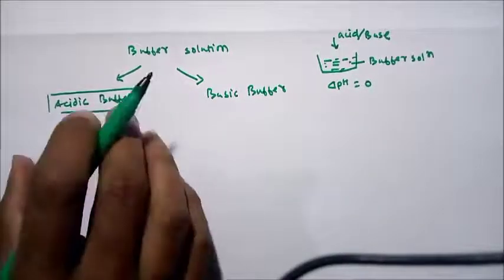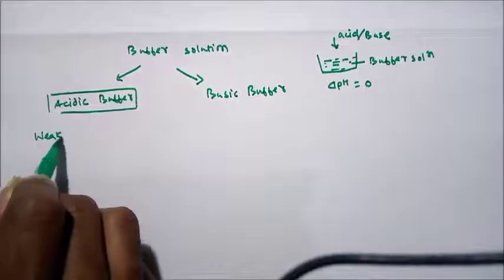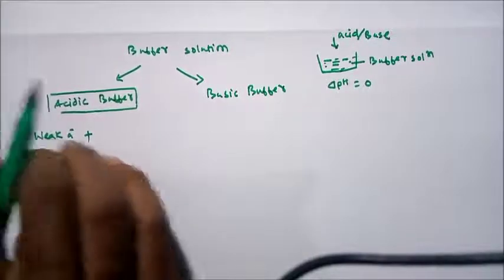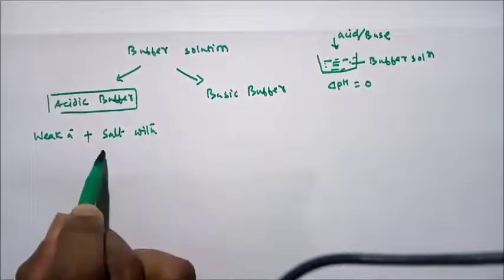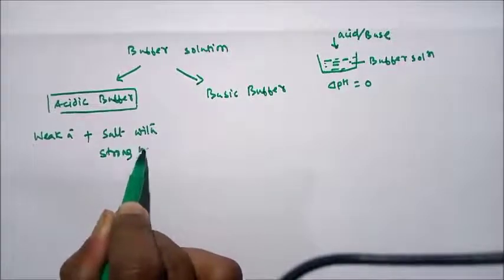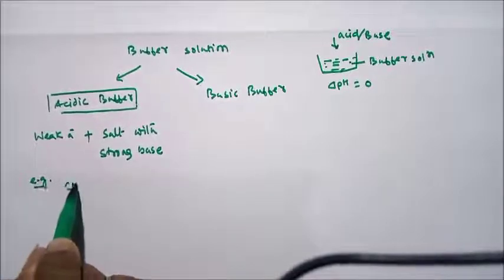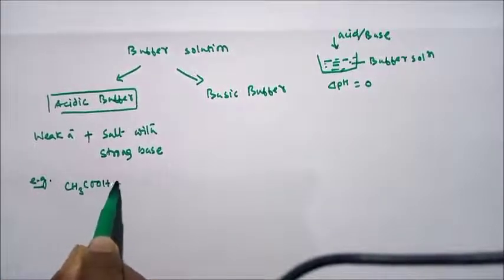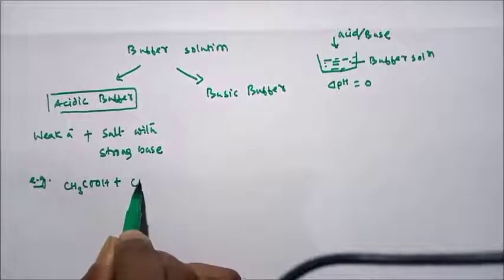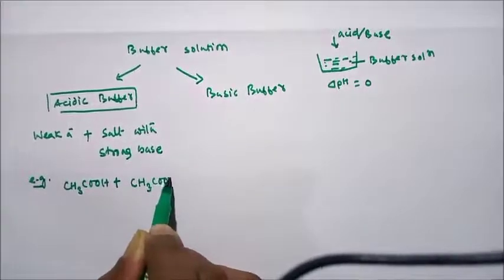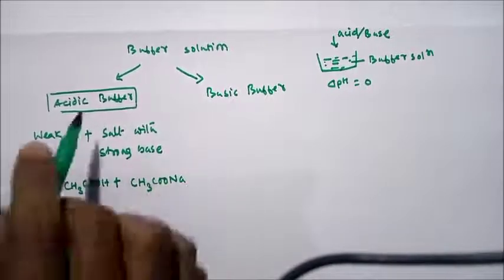An acidic buffer solution is an equimolar mixture of a weak acid plus a salt with a strong base. Suppose for example, the weak acid acetic acid. Okay, acetic acid is a weak acid, and a salt with a strong base, suppose sodium acetate. Okay, an equimolar mixture of these 2 compositions will make an acidic buffer.